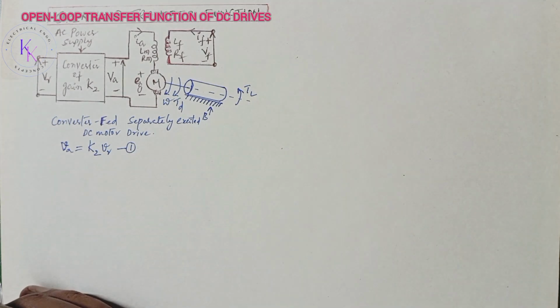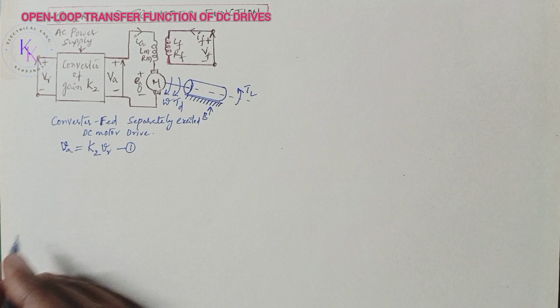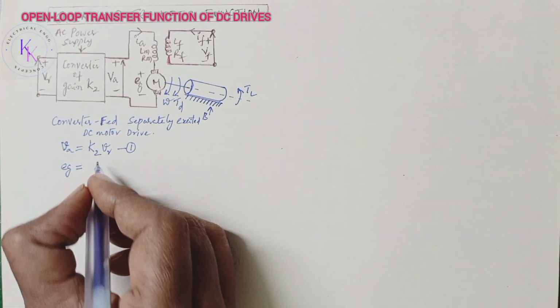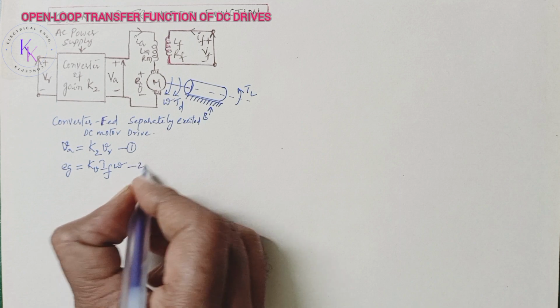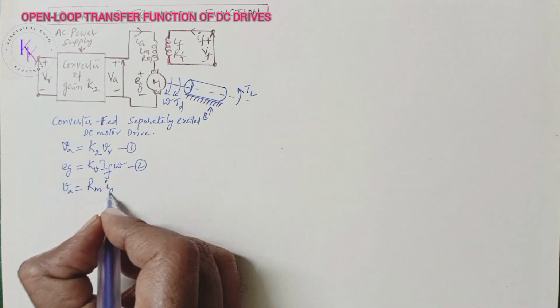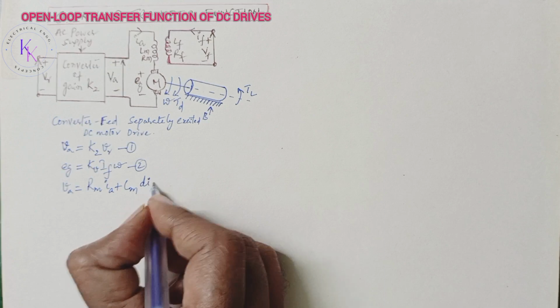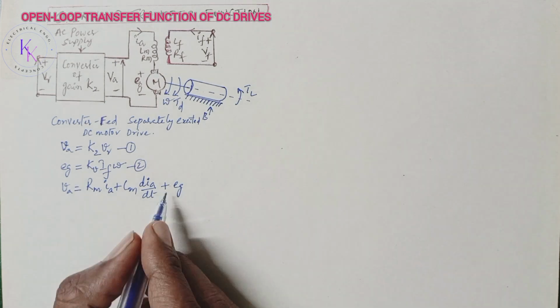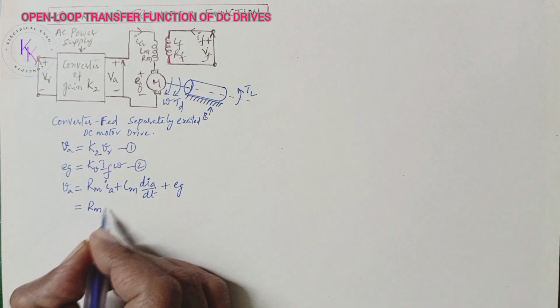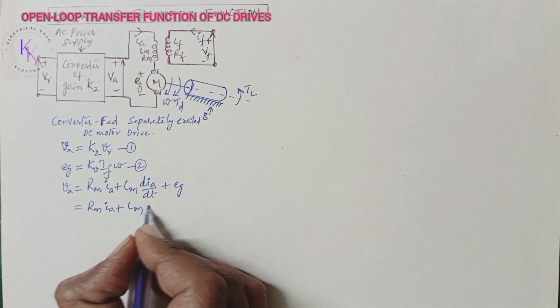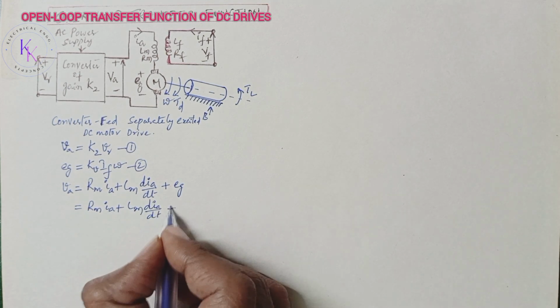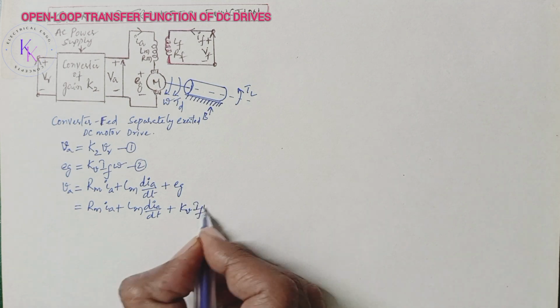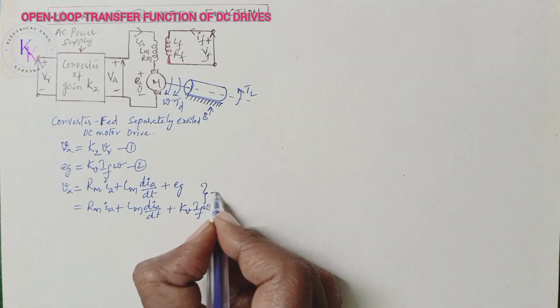Now, assuming that the motor field current IF and the back EMF constant KV remain constant during any transient disturbances, the system equations are EG equals KV IF omega, equation number 2, and VA equals RM IA plus LM dIA by dt plus EG. Now you can substitute the value of EG here. Then you get RM IA plus LM dIA by dt plus KV IF omega. Let these two equations be 3.